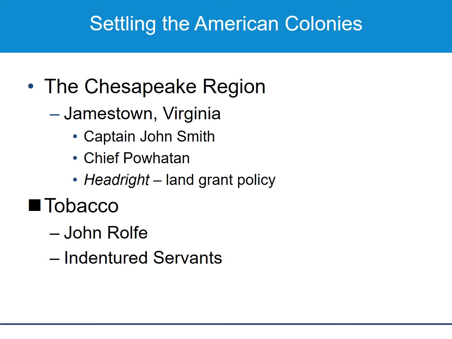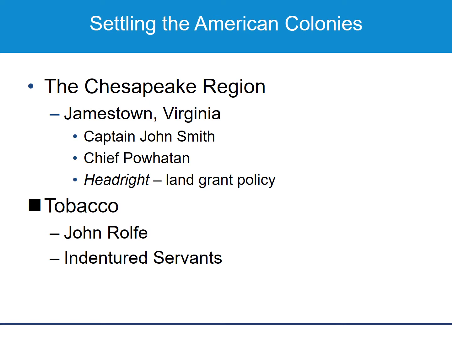This was a land grant policy where if settlers would come and they would bring more settlers with them, they would be given large grants of land for them to farm. The thing that really made Jamestown grow and prosper was the development of tobacco. John Rolfe also worked with the local tribes, and they taught him how to grow tobacco, and he took the strain of tobacco that the locals grew and taught that to the settlers at Jamestown. And Jamestown finally had a cash crop.